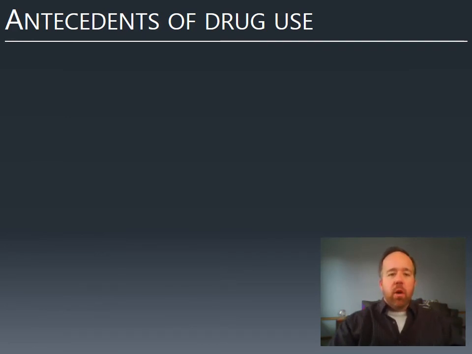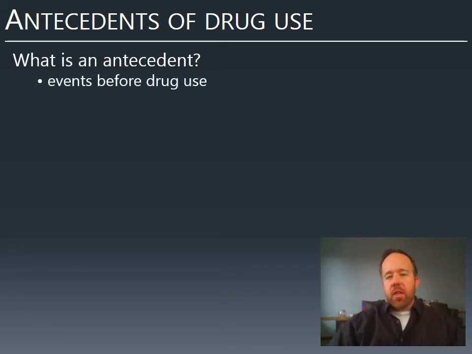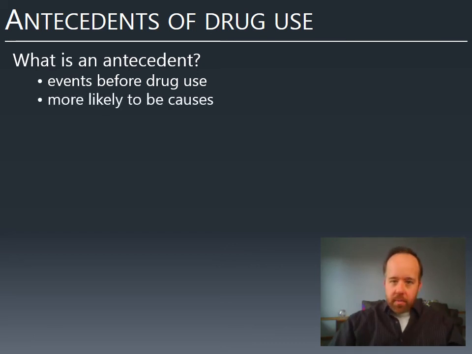Drug use has what are called antecedents. And what is an antecedent? Antecedents are events or traits that occur before drug use starts. So again, one of the hard things about these correlates we've been talking about is that it's hard to pin down the cause. Which one came first, the low grades or the drug use? Hard to say. But if we can look at academic performance before drug use started, well now those are more likely to be causes. It's not 100% ironclad.